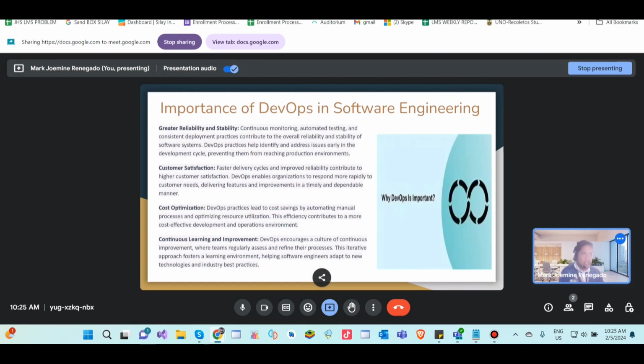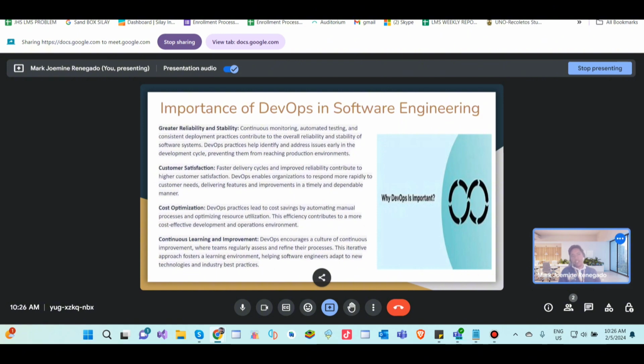The reliability and stability: continuous monitoring, automated testing, and consistent deployment practices contribute to overall reliability and stability of software systems. So DevOps practices help identify and address issues early in the development cycles, preventing them from reaching production environments.